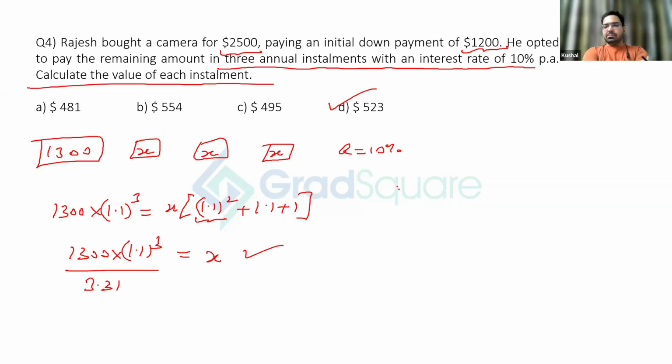Any further doubts, anyone? Suryansh, there is nothing in case of simple interest. In case of simple interest, this value would have increased and become 1.3. This value would have become 1.2 and this value would become 1.1. That's all, if it is simple interest.